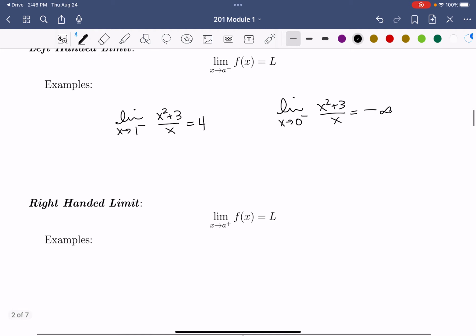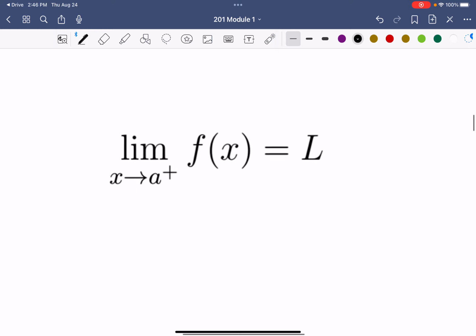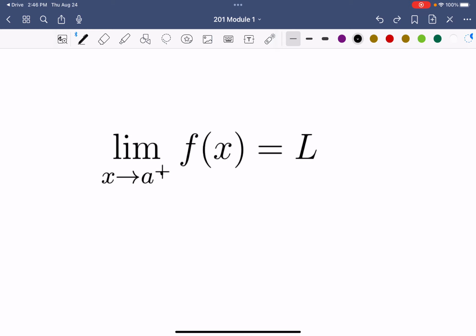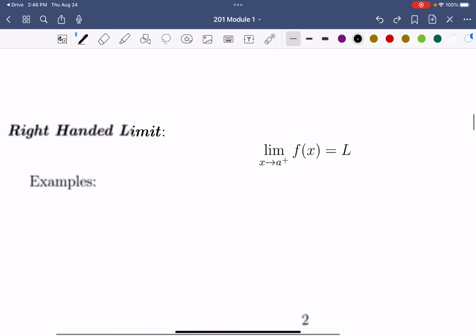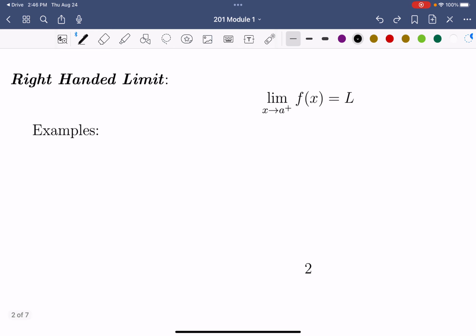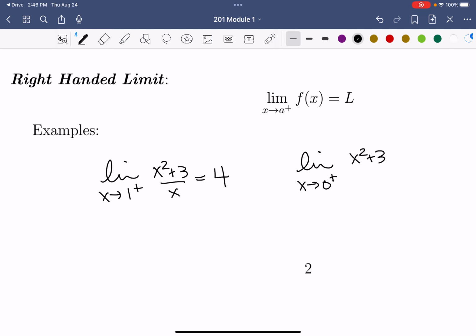And on the right-hand side of the graph is the positive numbers, and that's why you'll see this little positive symbol right here. Okay, and that represents a right-handed limit. And so for our examples, we have our limit as x goes to 1 from the right of x squared plus 3 over x. That was also 4. And our limit as x went to 0 from the right of x squared plus 3 over x in that second example, now on the right-hand side, we were approaching positive infinity.